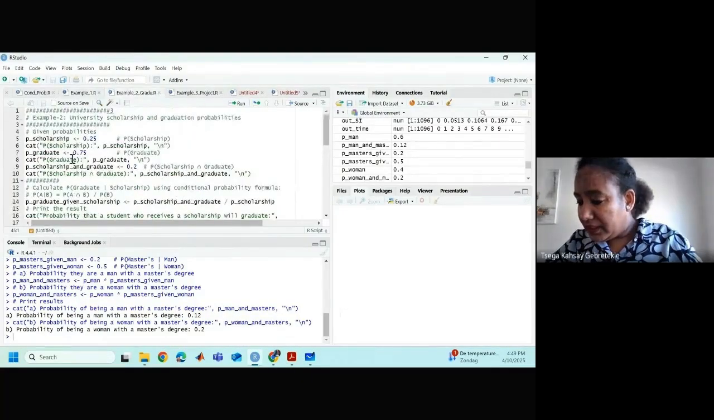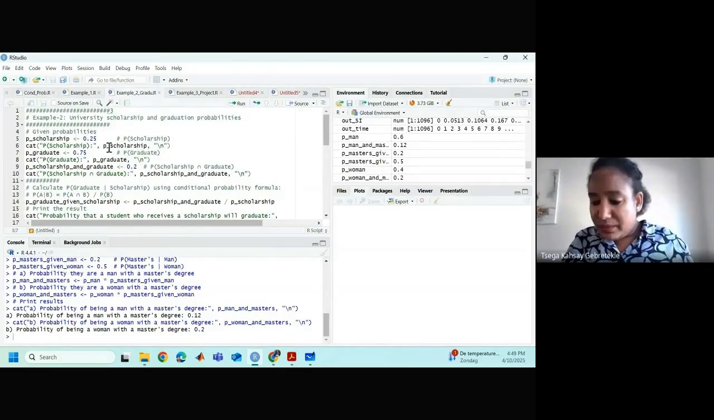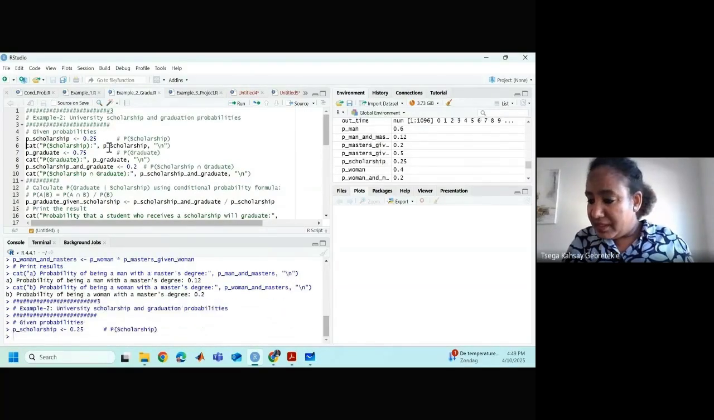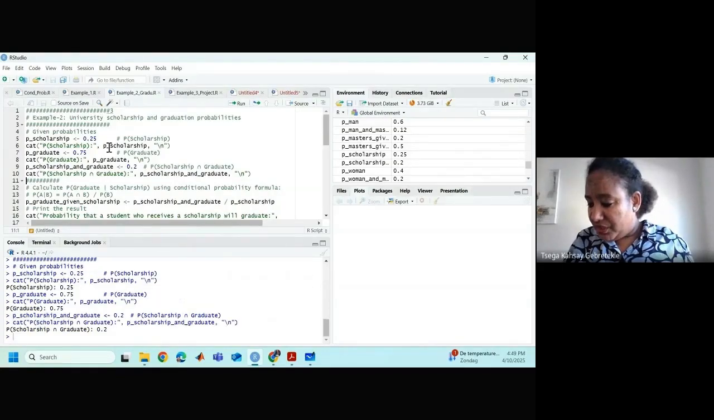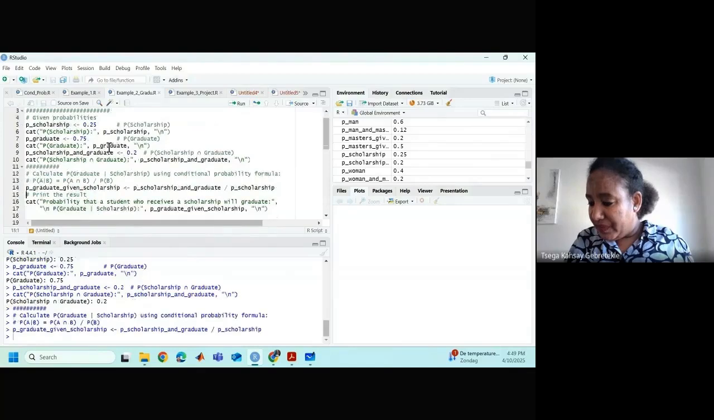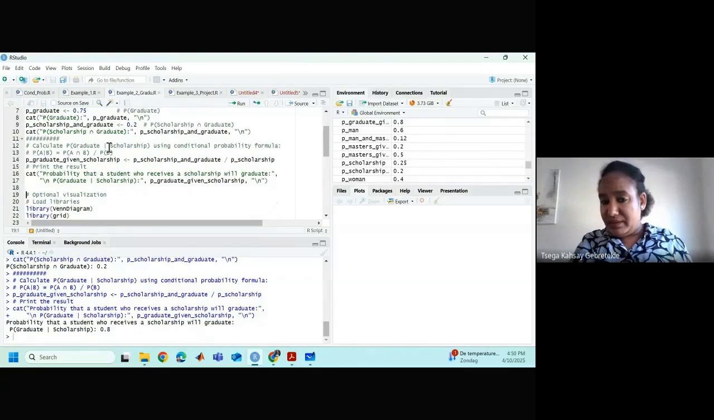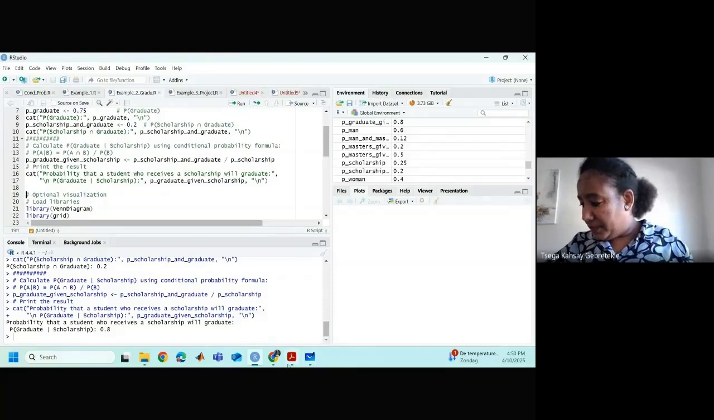This is this one. I'm going to run this also. Control plus enter. And the intersection is 0.2. And the probability of G given S will be 0.8. So the calculation is correct. Now let's go to the next example.